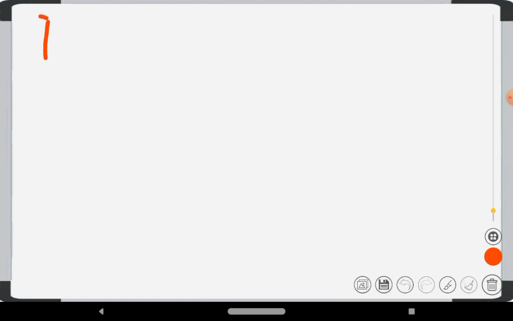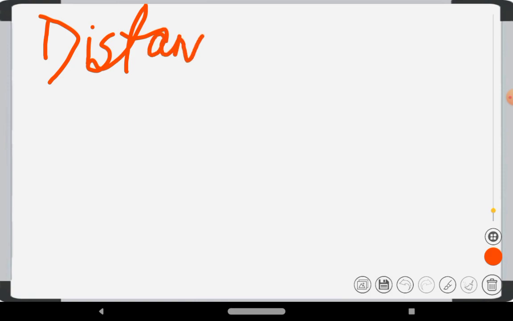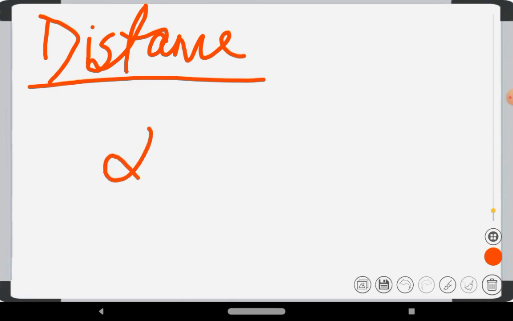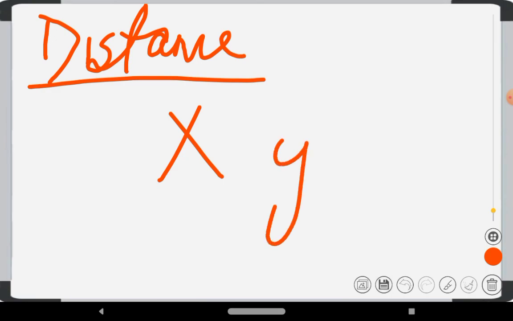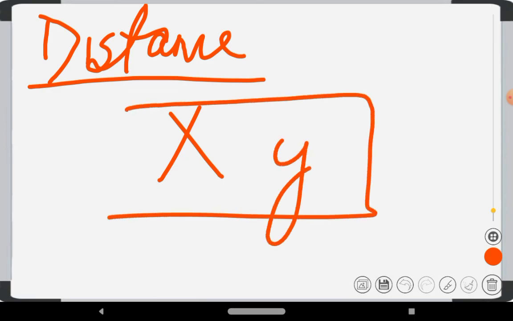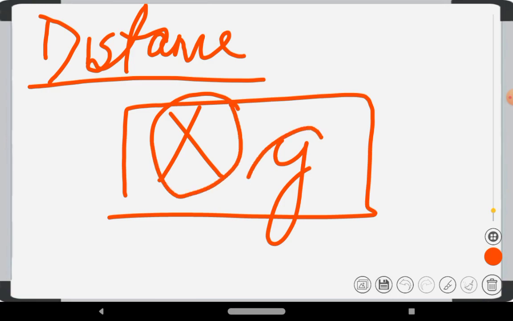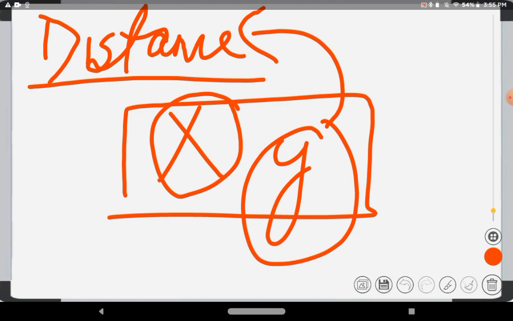After that, what is distance? Distance is the length traveled by an object in a particular amount of time. Like there is the length x, and there is the time y. So an object covering x length in y time is known as the distance. So this is the basic definition.